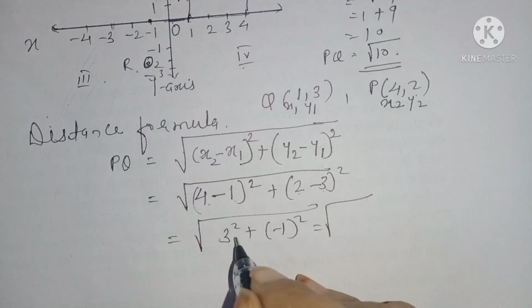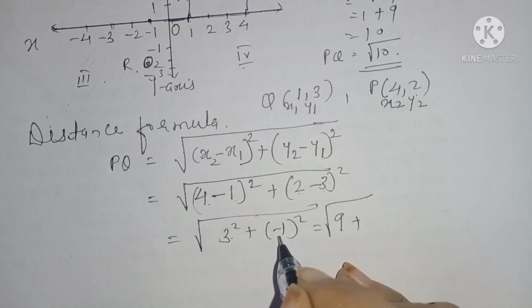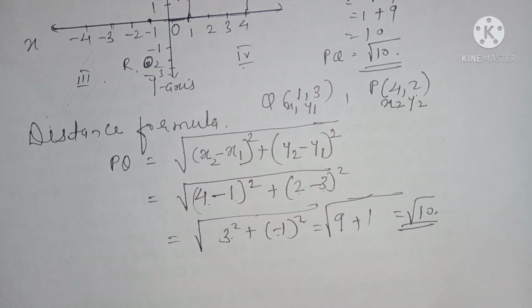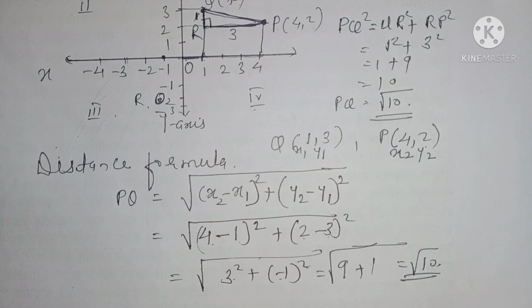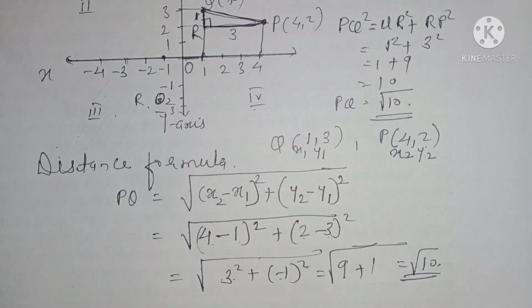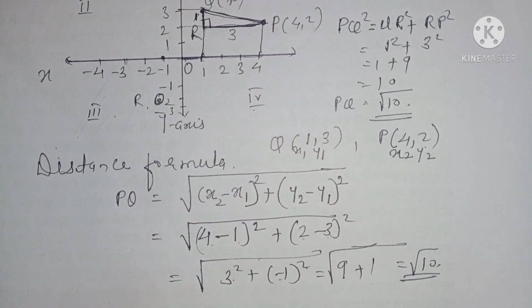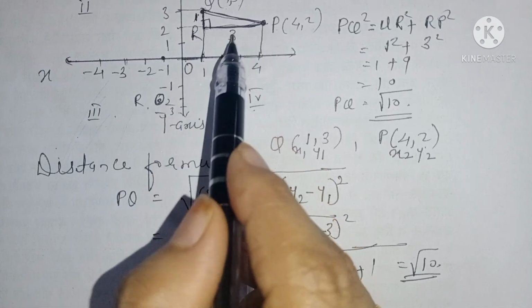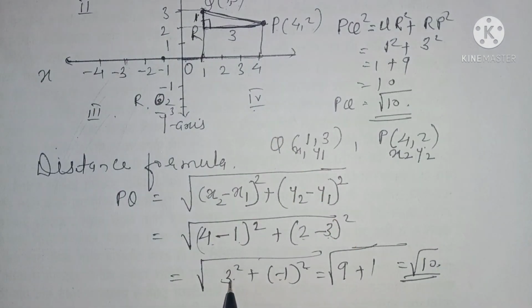What is the square of 3? 9. And what is the square of minus 1? Of course plus 1. So it is √10. So isn't this distance formula nothing but an advanced level of the Pythagoras theorem only? See, this is how we found it. From 4 we subtracted 1 unit to get RP, we got 3, and that same 3 came here.